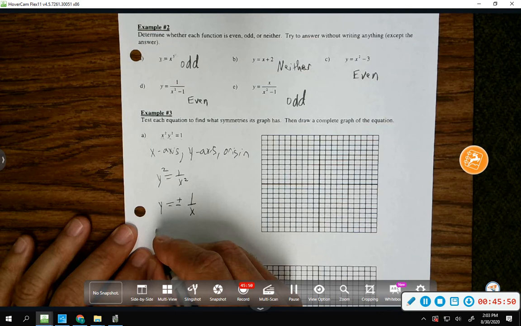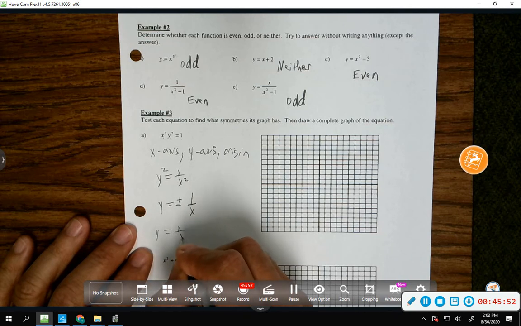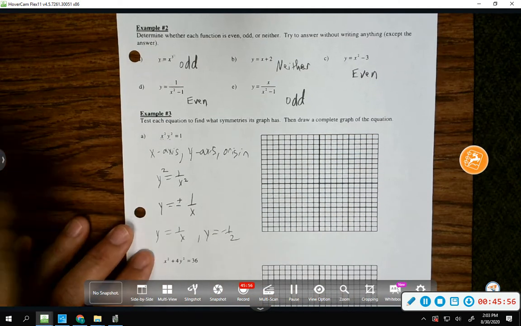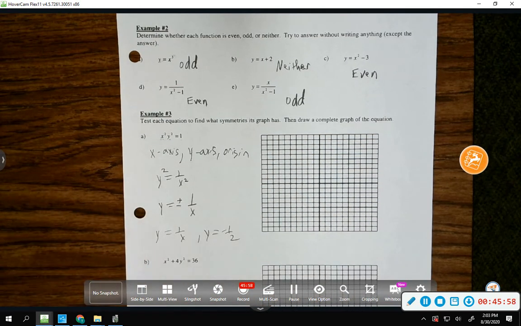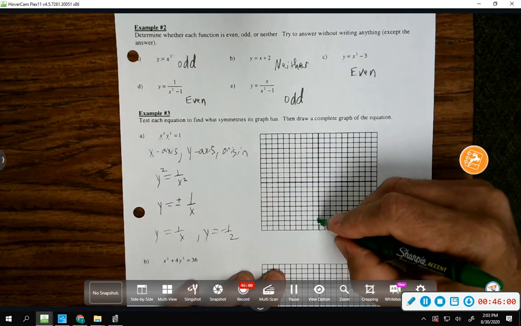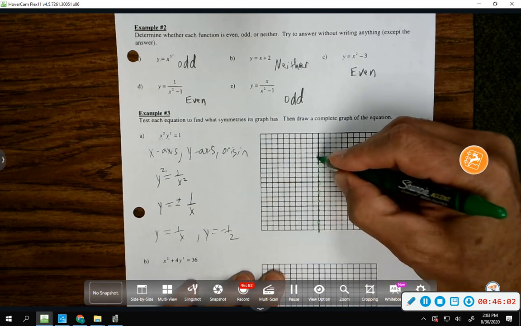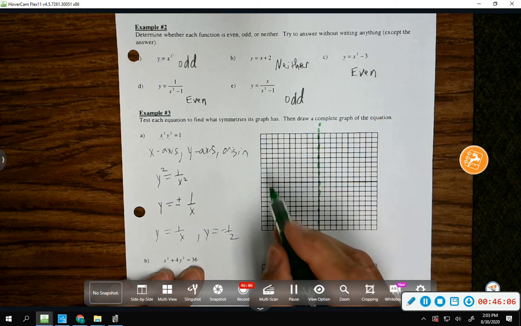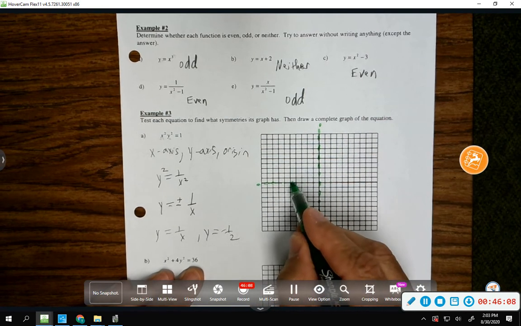So let's look at this as if it were two different functions. Can we graph this? Yeah. Notice, this has a vertical asymptote at x equals 0. Because that makes a 0 in the denominator. It has a horizontal asymptote of y equals 0.